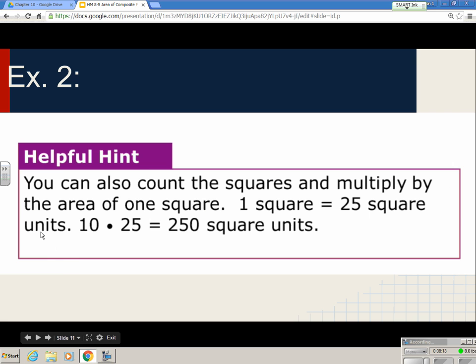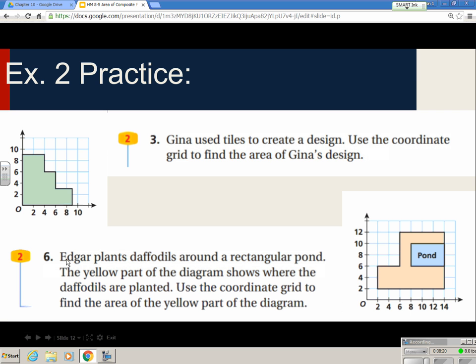All right, we kind of talked about that already. So here are two of them, and I want you to try both of these. The first one, you can see, goes by 2s. So each square, remember, is going to be 2 by 2, or 4, when you're trying to figure that one out. The second question is going to be a little trickier.